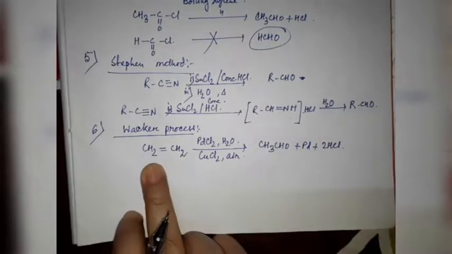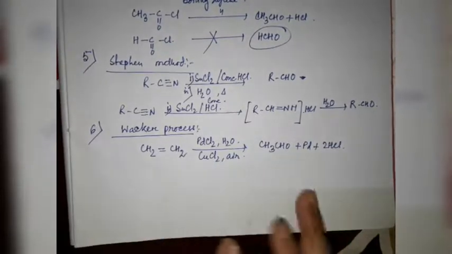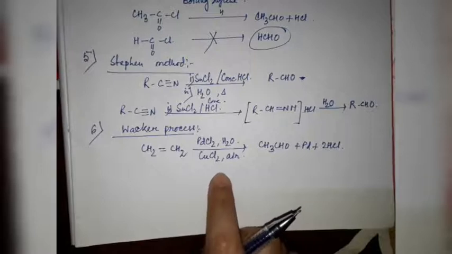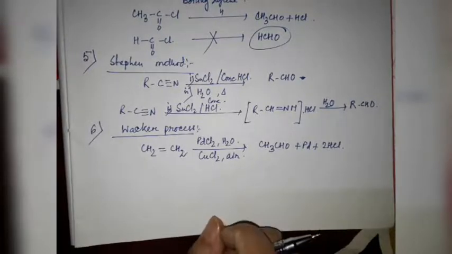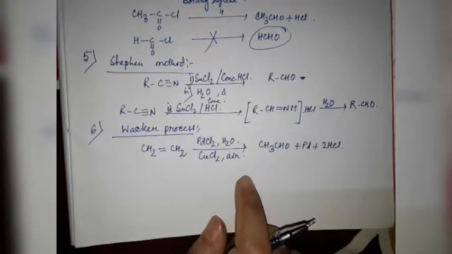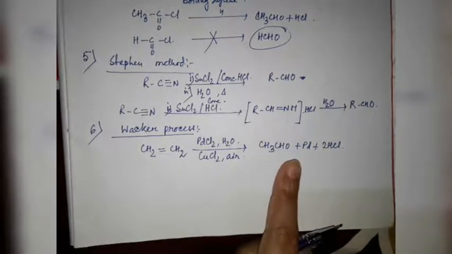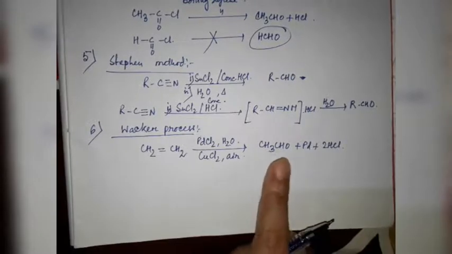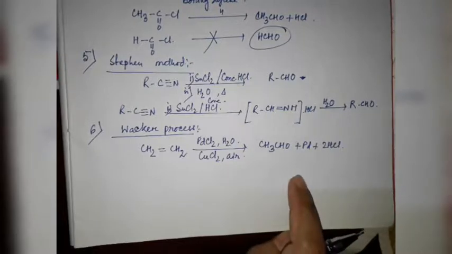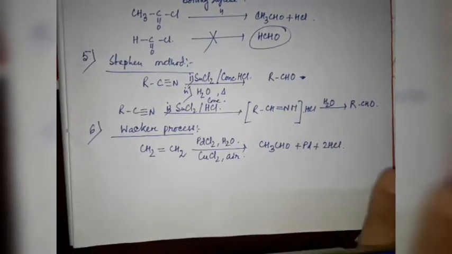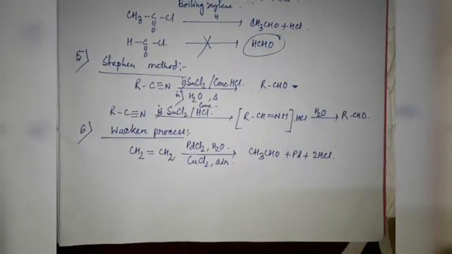So when ethylene is passed through acidified solution of palladium chloride mixed with cupric chloride in presence of air or oxygen, then acetaldehyde is produced, and this is a one-step process which gives acetaldehyde only. Ketone is obtained when an alkene other than ethylene is used. So this is Wacker process.